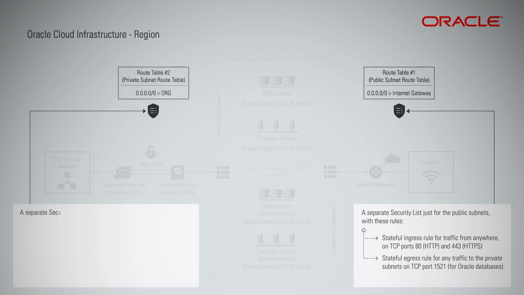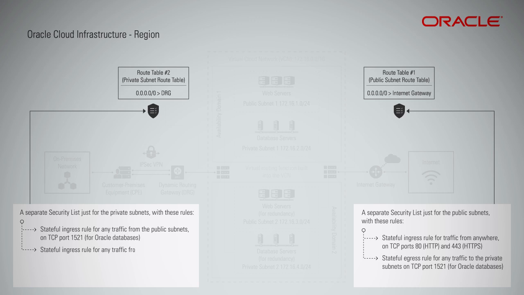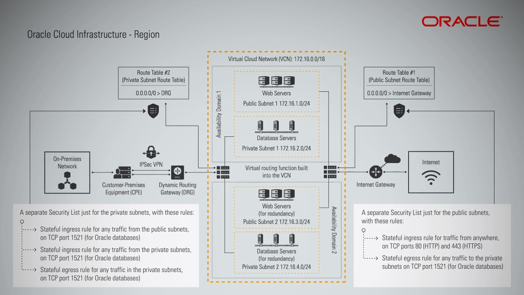8. A separate security list just for the private subnets with these rules. Stateful ingress rule for any traffic from the public subnets on TCP port 1521 for Oracle databases. Stateful ingress rule for any traffic from the private subnets on TCP port 1521 for Oracle databases. Stateful egress rule for any traffic in the private subnets on TCP port 1521 for Oracle databases. 9. The default set of DHCP options.